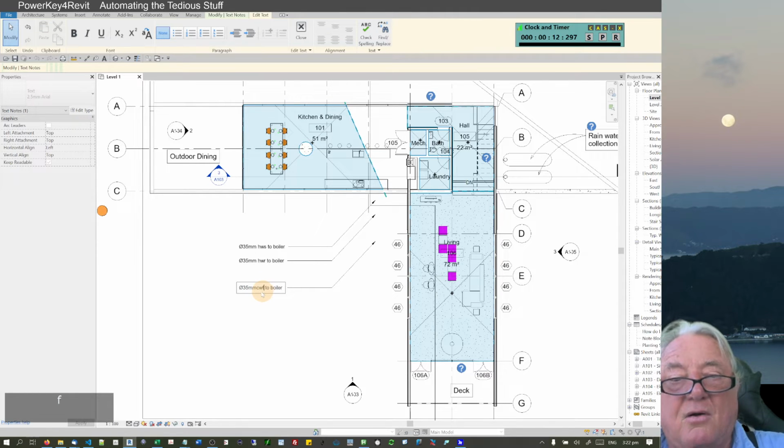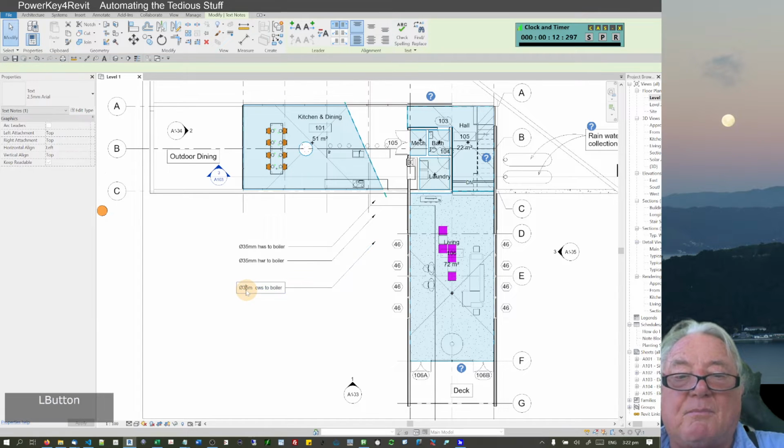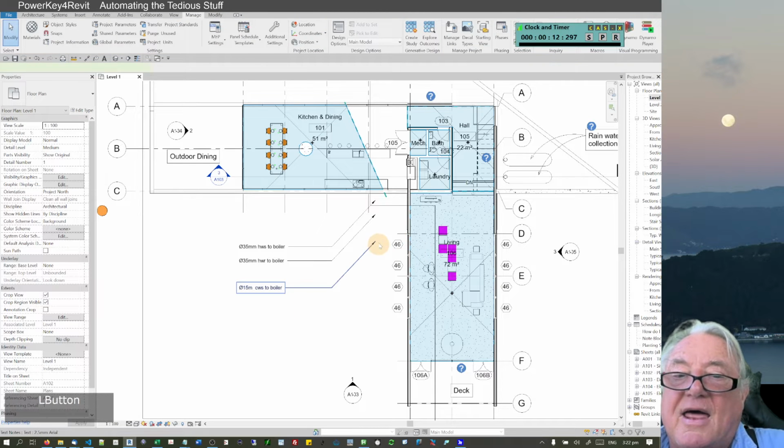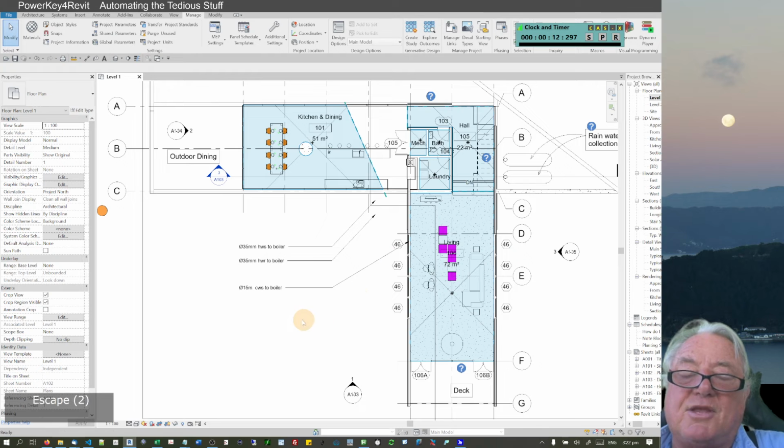Cold water supply, back supply. Oh no, I've got that. Let's just, doesn't matter. Cold water supply, and then that would be 15 millimeters because it's just top up in the boiler or something like that. And then I'd actually have to take them and point them to each particular pipe. And so that was the old way of doing it.